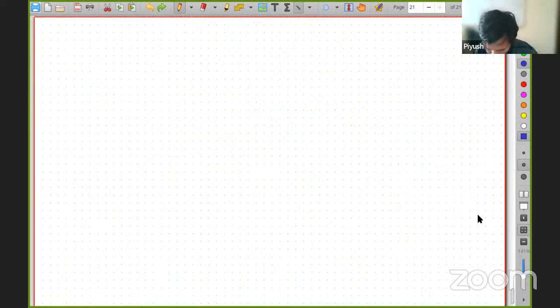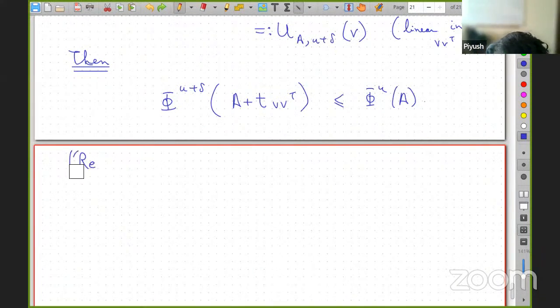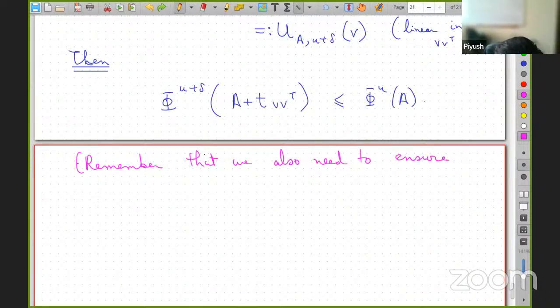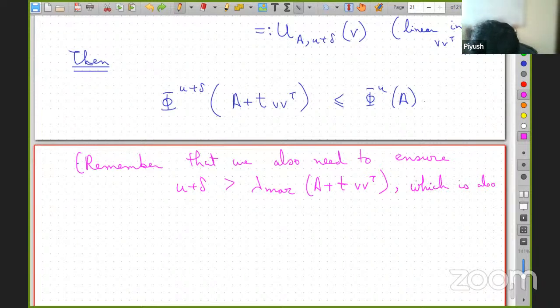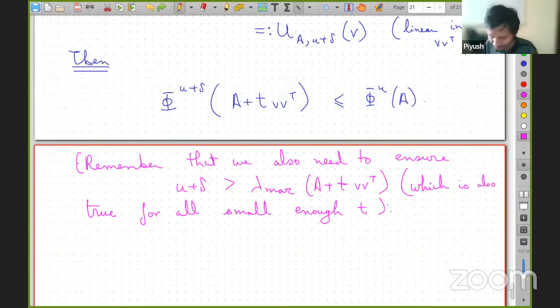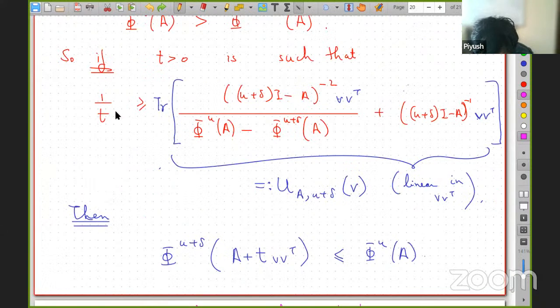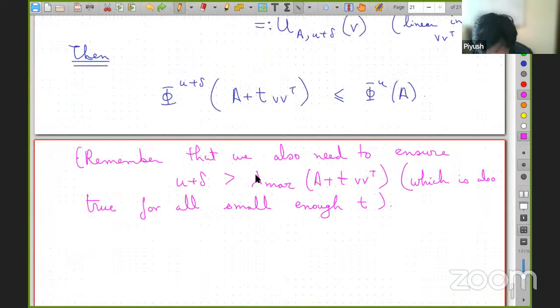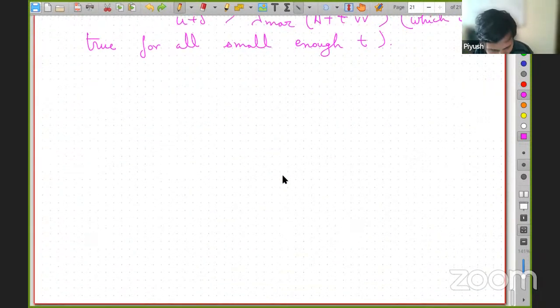So we also remember, however, that we also have to so the thing I want to claim is that if t satisfies this condition, then it also satisfies this, but let's not worry about that right now. But let's just look at the lower value.